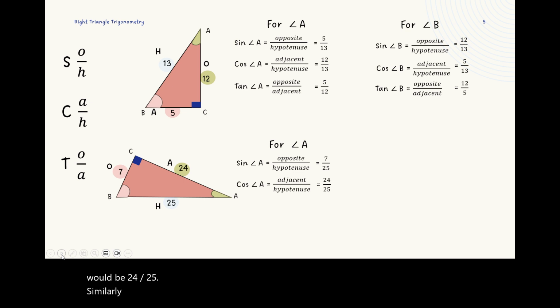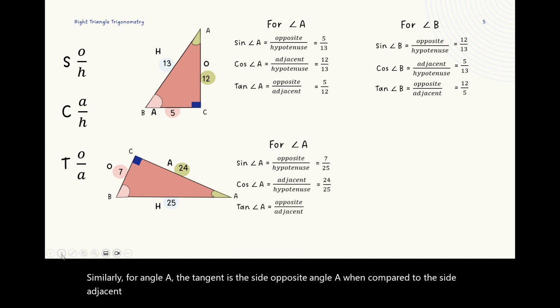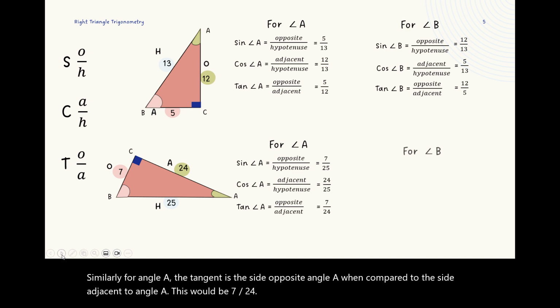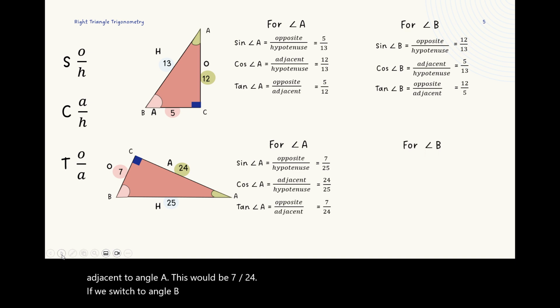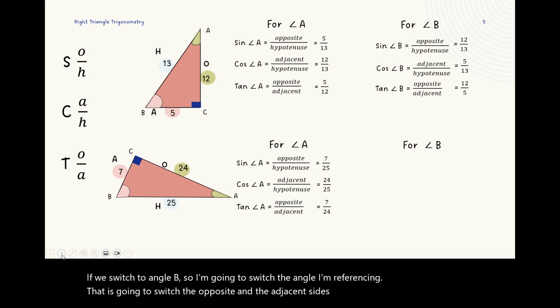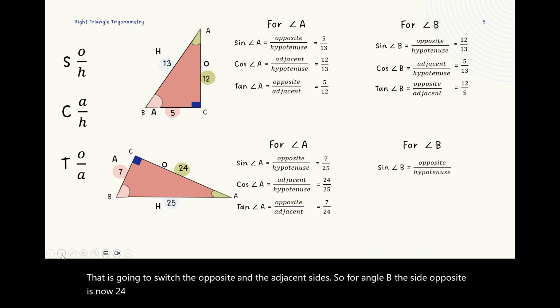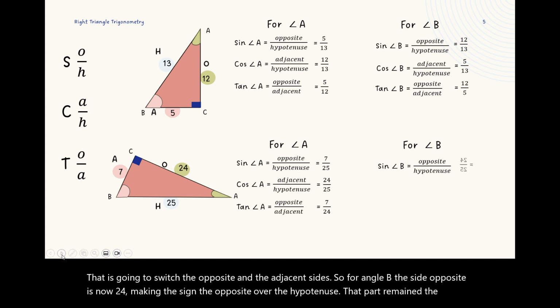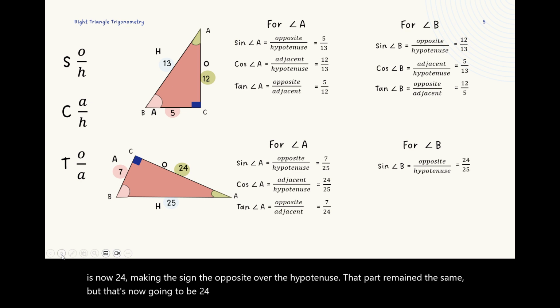Similarly, for angle A, the tangent is the side opposite angle A when compared to the side adjacent to angle A. This would be 7 over 24. If we switch to angle B, so I'm going to switch the angle I'm referencing, that is going to switch the opposite and the adjacent sides. So for angle B, the side opposite is now 24, making the sine the opposite over the hypotenuse. That part remained the same, but that's now going to be 24 over 25.